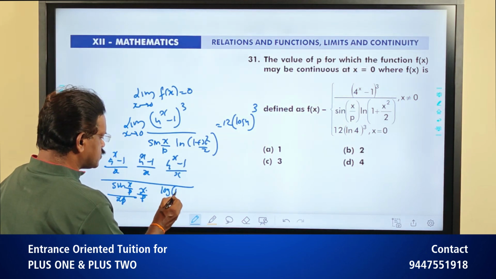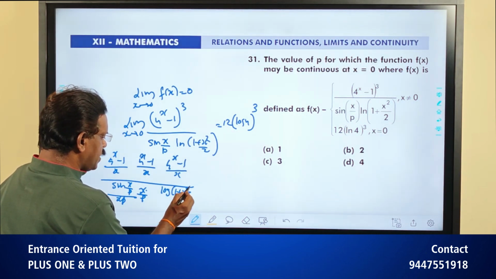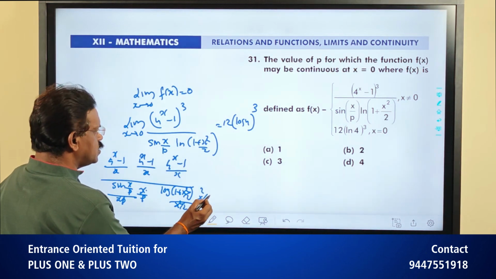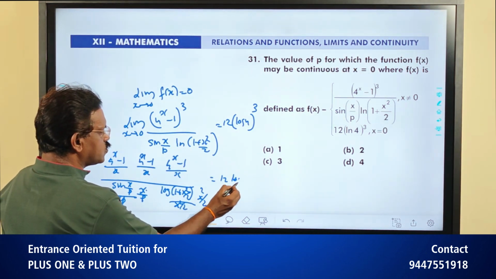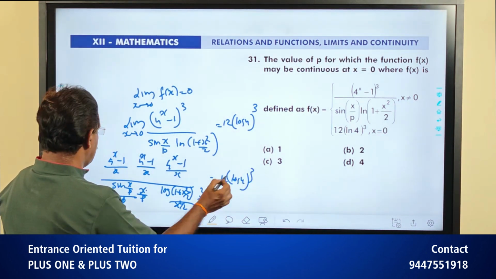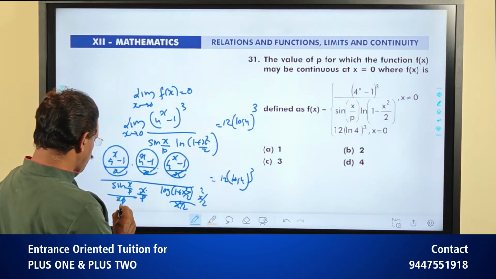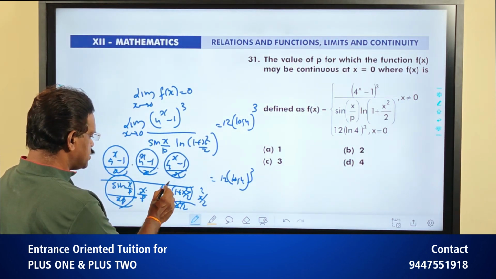Log(1 + x²/2) means you have to multiply and divide by x²/2. 12 log 4 whole cube. Now listen carefully. This is log 4, this is log 4, this is log 4. This is 1, this is 1.